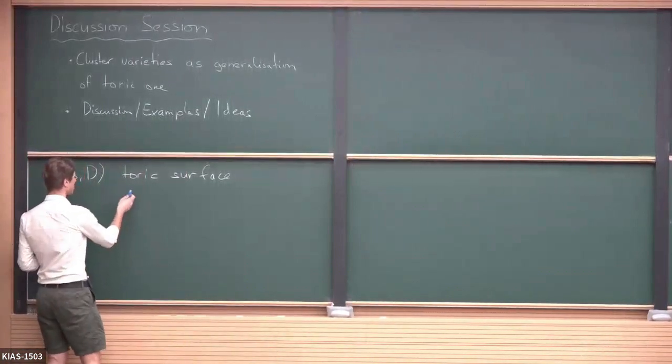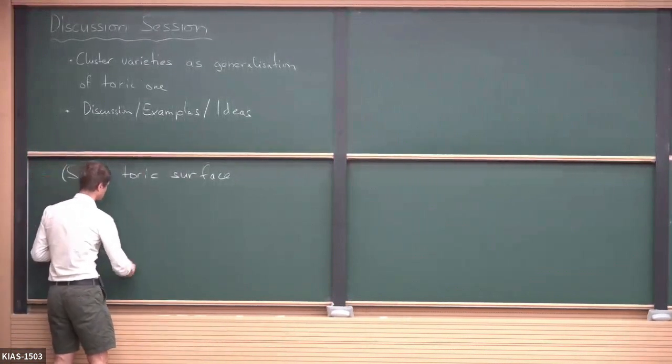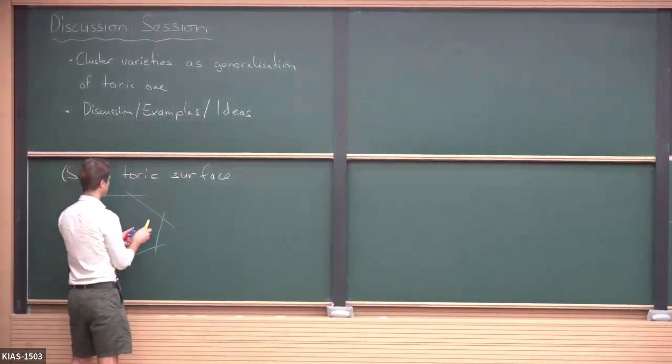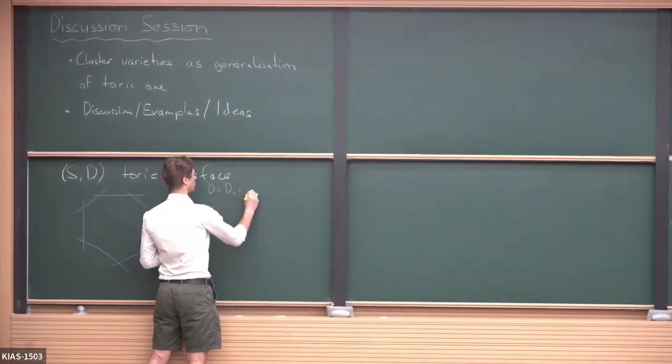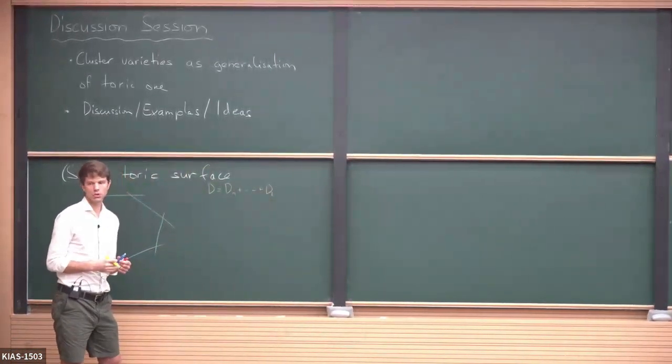Anyways, so a toric surface we can think of, as you know, it has a C star inside. So it has D, which is D1 plus DL. So there's a decomposition into strata.